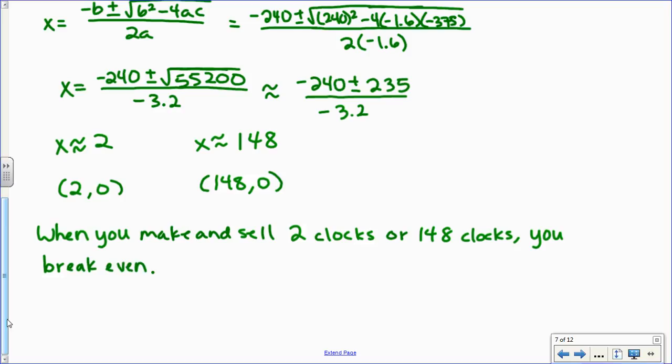Yeah, so let's talk about that a little bit, because I know that might seem weird, like, okay, why, if you make more clocks, you should just keep getting more profit, right? Well, our function is quadratic because eventually, for some reason, the cost to make the clocks brings down your profit when you get to a certain point. So after you make past 148 clocks, you actually start losing money because the cost to make them outweighs what you would get on your profit.